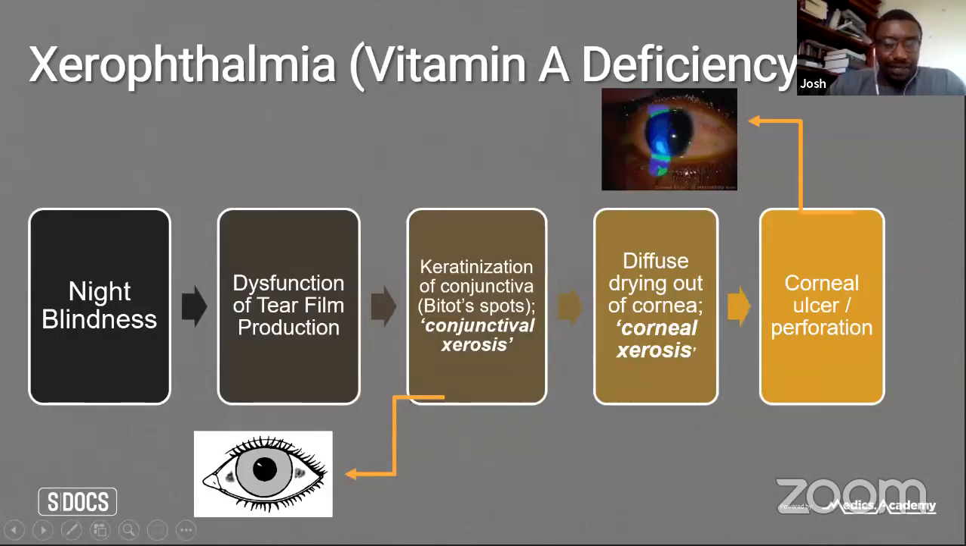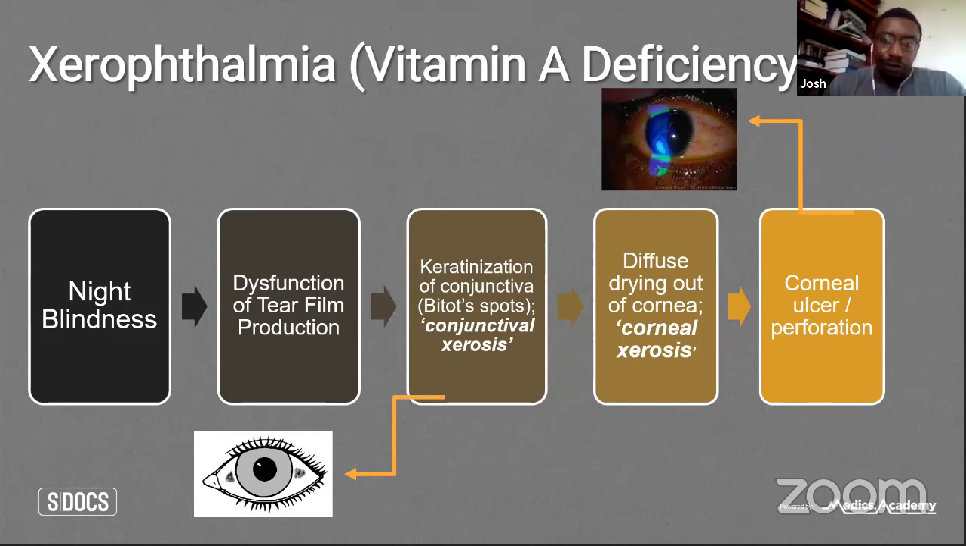And this is the progression, the pathology of xerophthalmia. And it does actually start with night blindness, the thing that your parents were telling you to eat your carrots for. But then it's actually a spectrum of disease, and it does start to get more and more serious. After the night blindness comes a dysfunction of tear film production. Once you've started to affect tear film production, you're going to start seeing effects on the conjunctiva and the cornea, which need that tear film to have normal function.